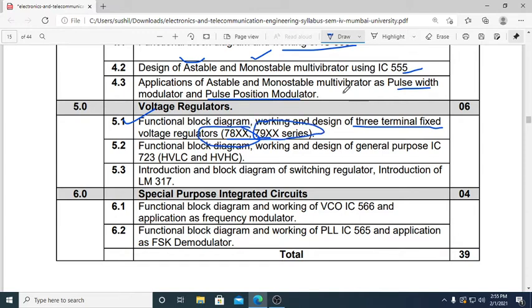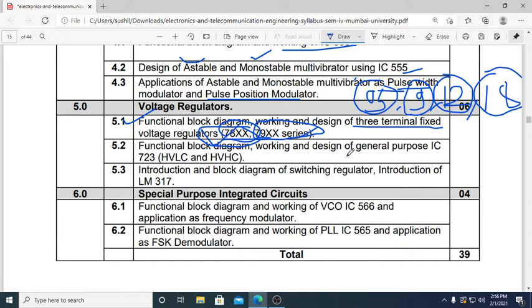Suppose you want to regulate 5 volt, then you can regulate 9 volt, then 12 volt, 18 volt, and 24 volt, plus or minus. If you want to regulate plus, then you have to use the 7805 for 5 volt. So in 78xx, the xx indicates the last 2 digits of how much voltage you have to regulate. Positive is 78 and negative is 79.